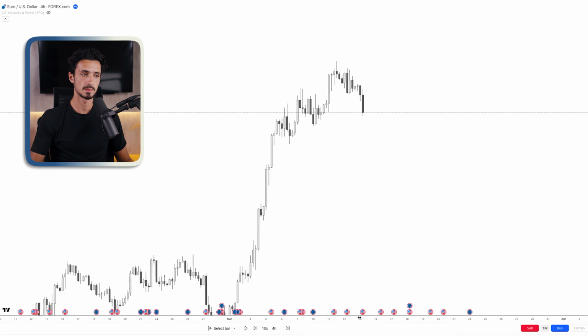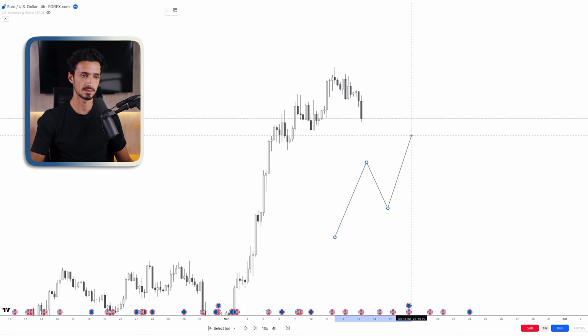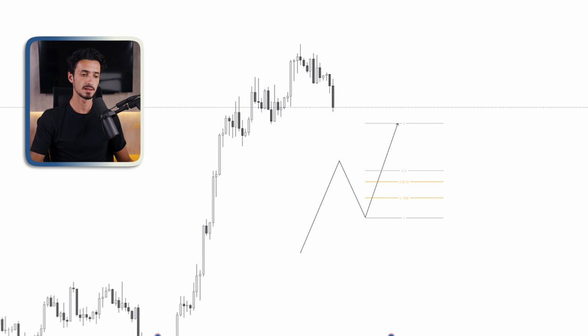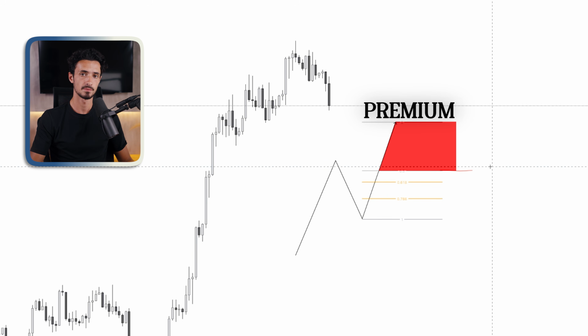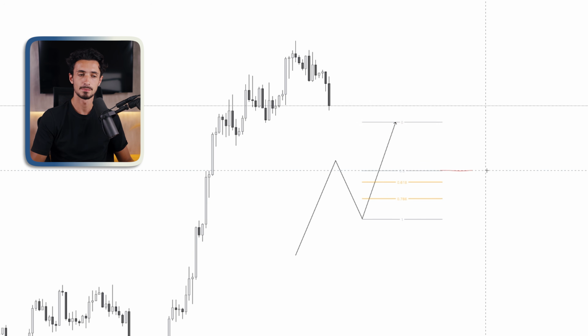Now, what is premium and discount? Very simply put, market structure moves like this. At all times, you have a premium and a discount. So you can take the fib. If you're bullish, you can map it out from the low to the high. And anything that is below 50%, so in here, that is discount. Anything that is above 50% is a premium. It's a very simple concept.